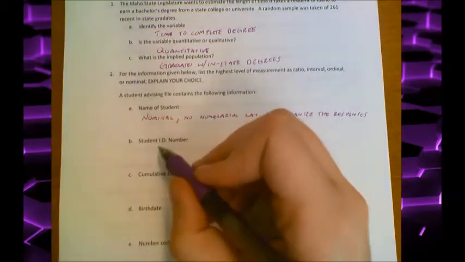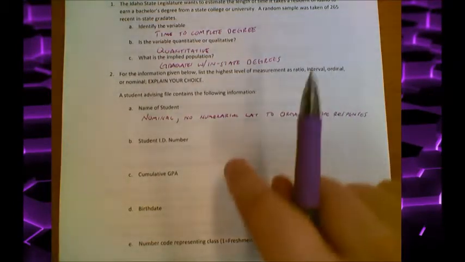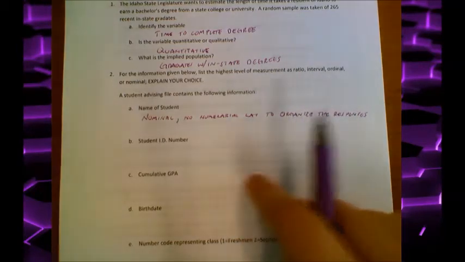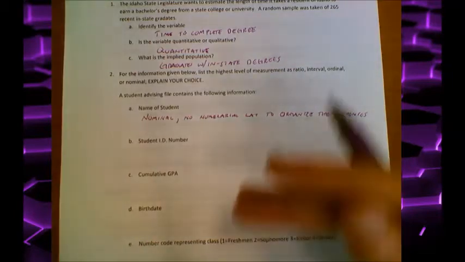So then we got the state ID, your student ID number. So that does have some kind of numerical thing that I can order, right? If this person is number 005 and this person is number 008, I can put those in order numerically. So that's going to be above that nominal level.